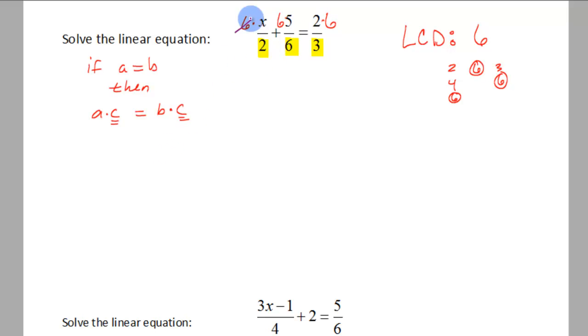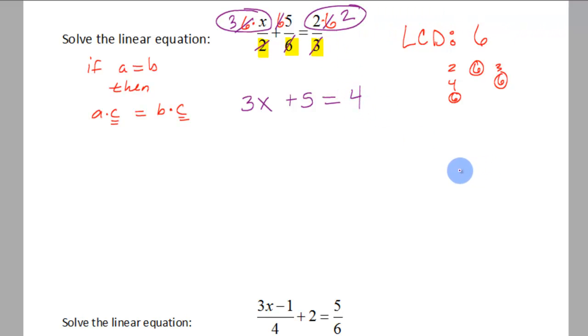6 divided by 2 is 3, and then I multiply: 3x. 6 divided by 6, which is 1, and then I multiply: 5. See, I'm doing the reducing first rather than the multiplying here. My multiply was just by writing the times 6. I'll do this first. 6 divided by 3 is 2, and then 2 times 2.